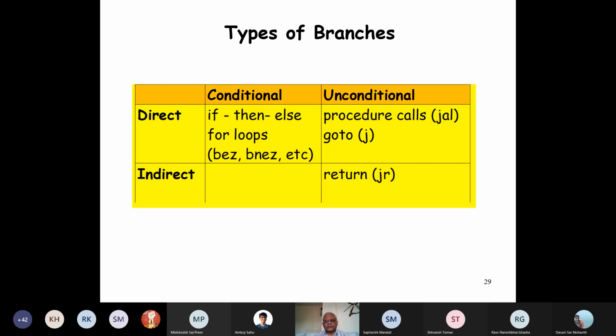If branch equal to, branch not equal to, jump and link, procedure call, and go to: these are the addresses, and they are part of the instruction. But then we have indirect branches where the branch address is stored in a register, like return. So these are two types of branches we need to handle. We'll see that the indirect branches are very straightforward. These are the direct branches we need to be concerned with.